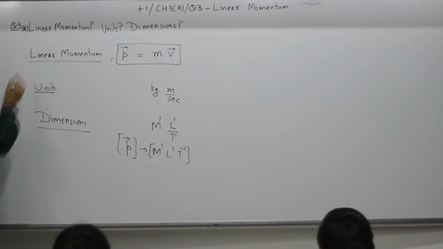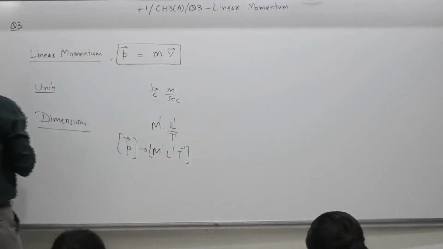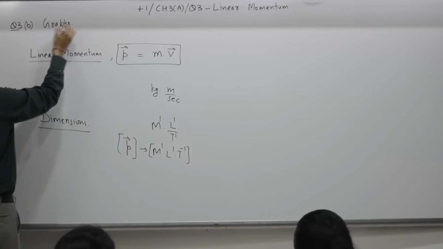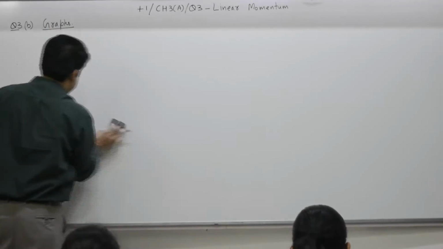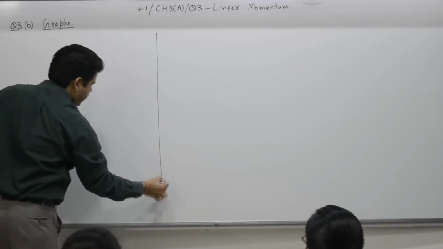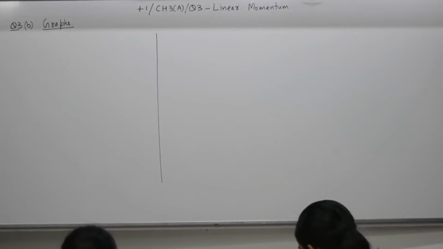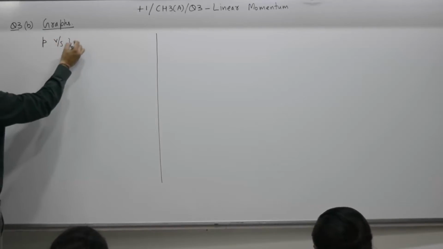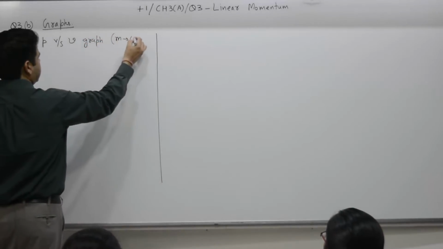This was a part of question number 3. B part deals with graphs. Three types of graphs. Graph number 1: plot the PV graph when m is constant.